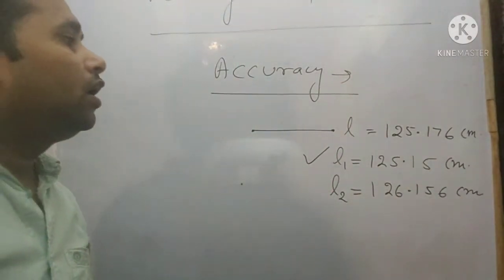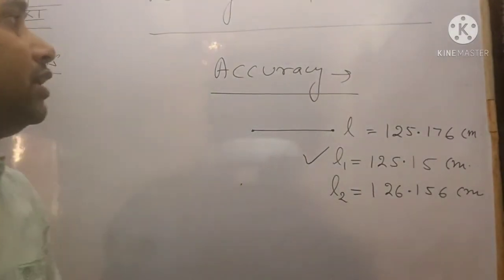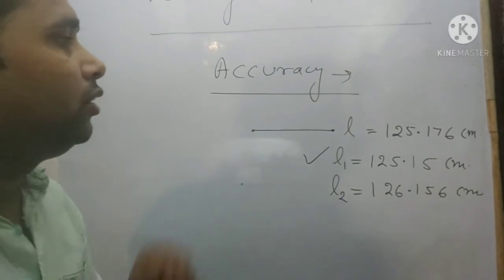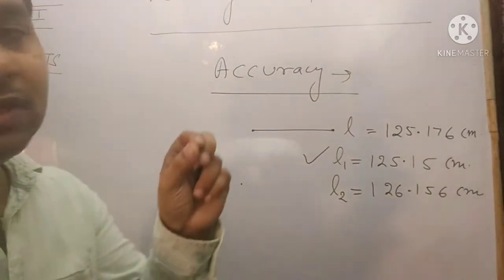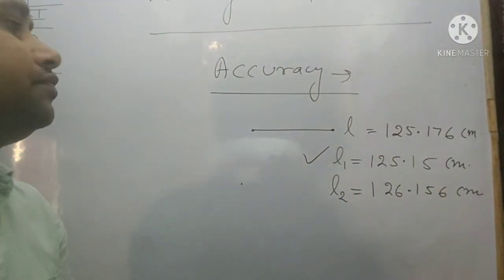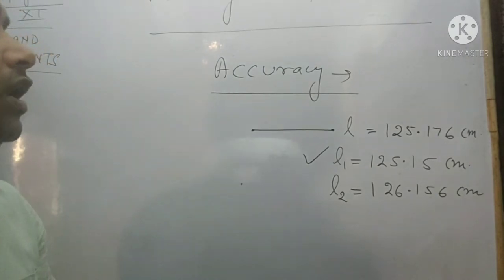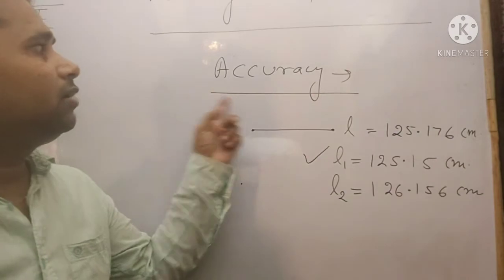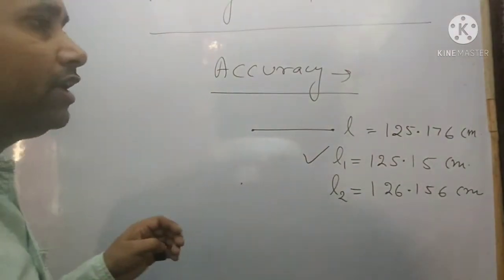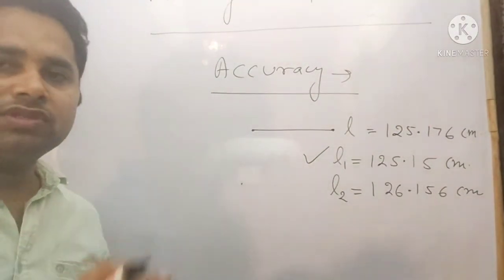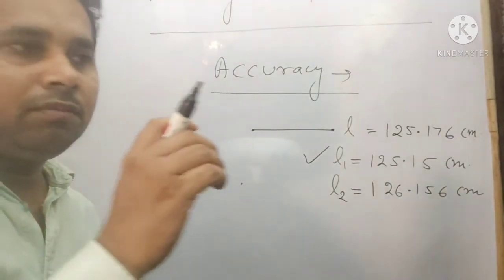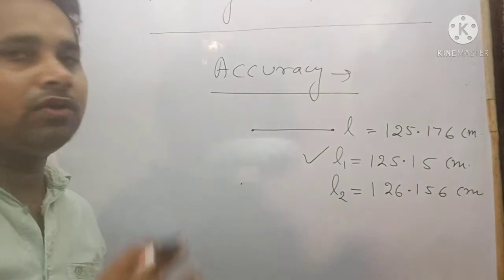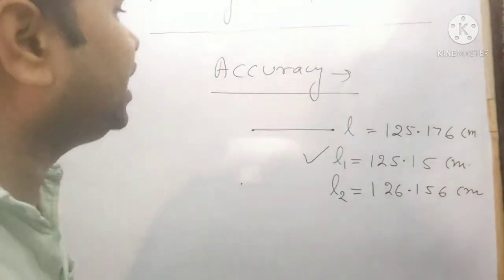The accuracy of the given value also depends on significant figures. We will discuss later how it depends on significant figures, but just remember what is accuracy. Accuracy means the closeness of the measured value to the true value. Okay, this is the accuracy.